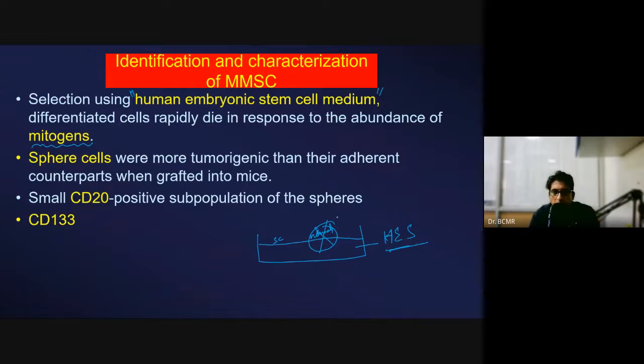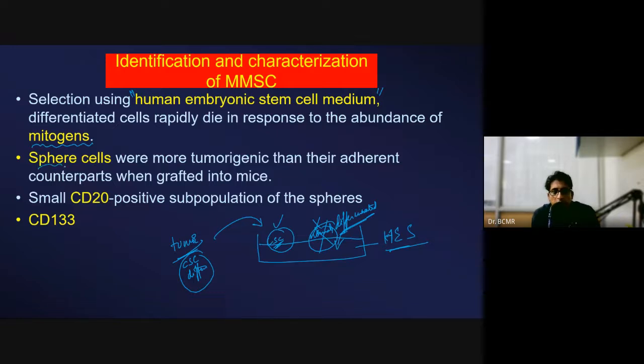Differentiated cells, okay? When I said normal, I meant differentiated cells. They usually die when put in a high concentration of mitogens. But what remains are the stem cells. Say you put in a tumor biopsy sample, which will consist of cancer stem cells and some differentiated cells. If you do this, the cancer stem cells will survive and the rest will die. That is another way you can identify or select the cancer stem cells.